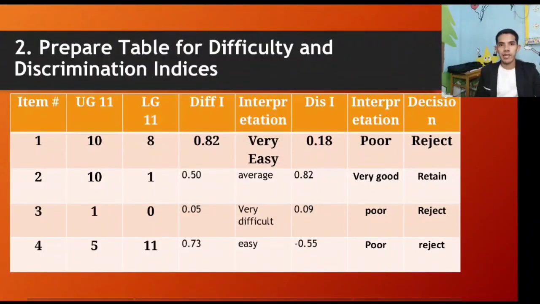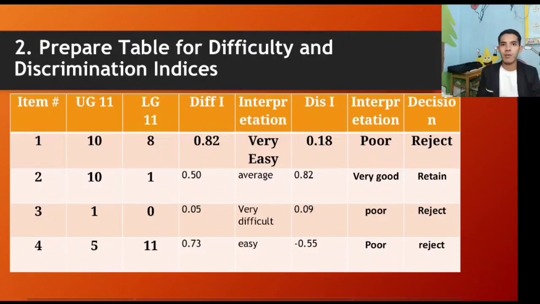Okay, we have an example here. Prepare a table for difficulty indices and discrimination indices. So, we have item number 1. The upper group is 11, the lower group is 11. We have the difficulty index, interpretation, discrimination index, interpretation, and then the decision.